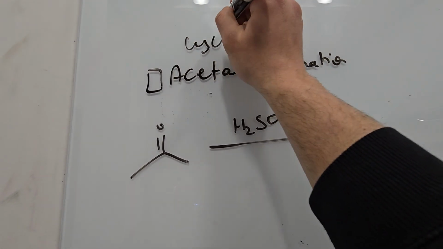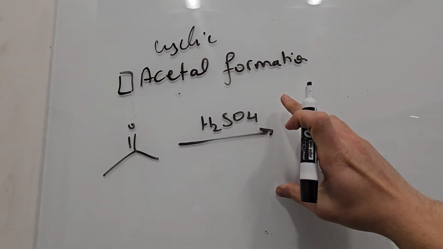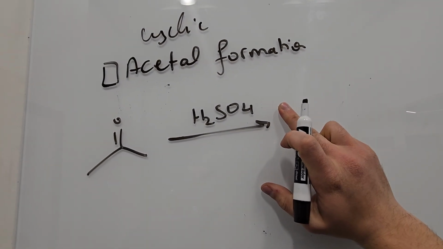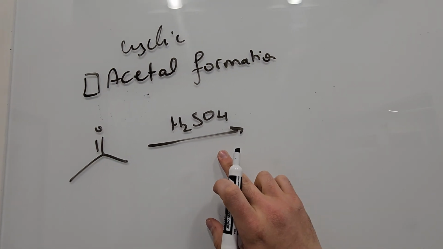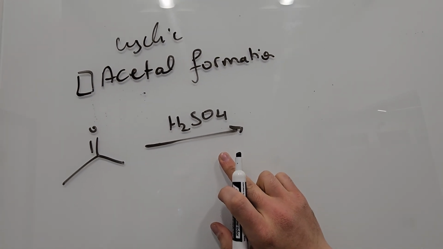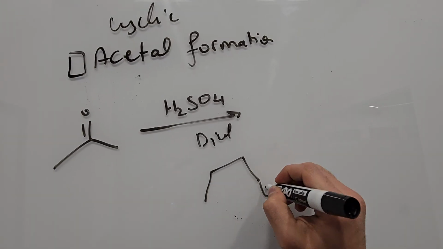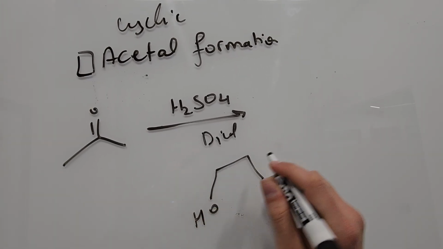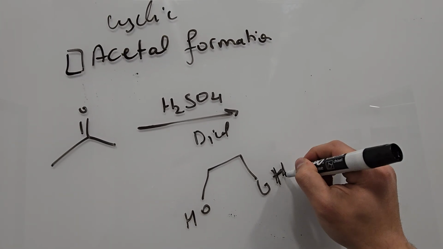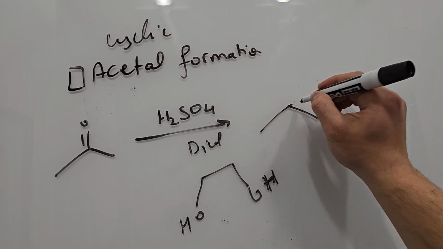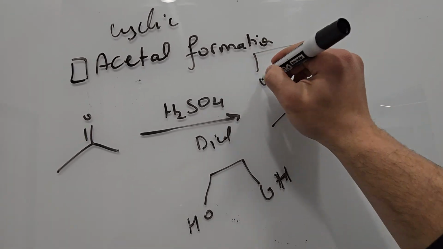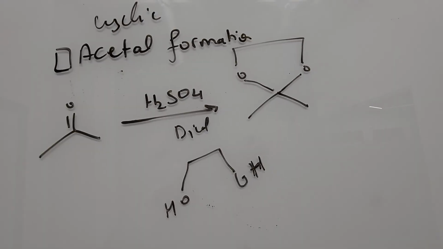Cyclic acetal formation is similar in that we need an acid to catalyze this reaction and an ROH species, which is a weak nucleophile. However, the ROH species this time is a diol, whereby we have two alcohol groups on one molecule to form a cyclic compound, like so.